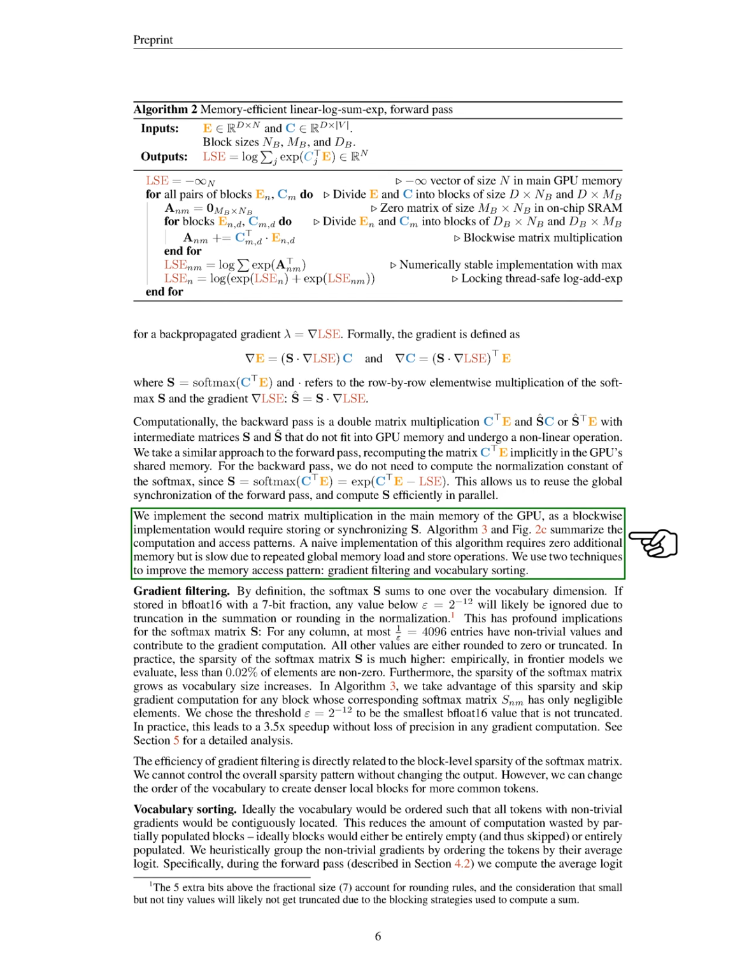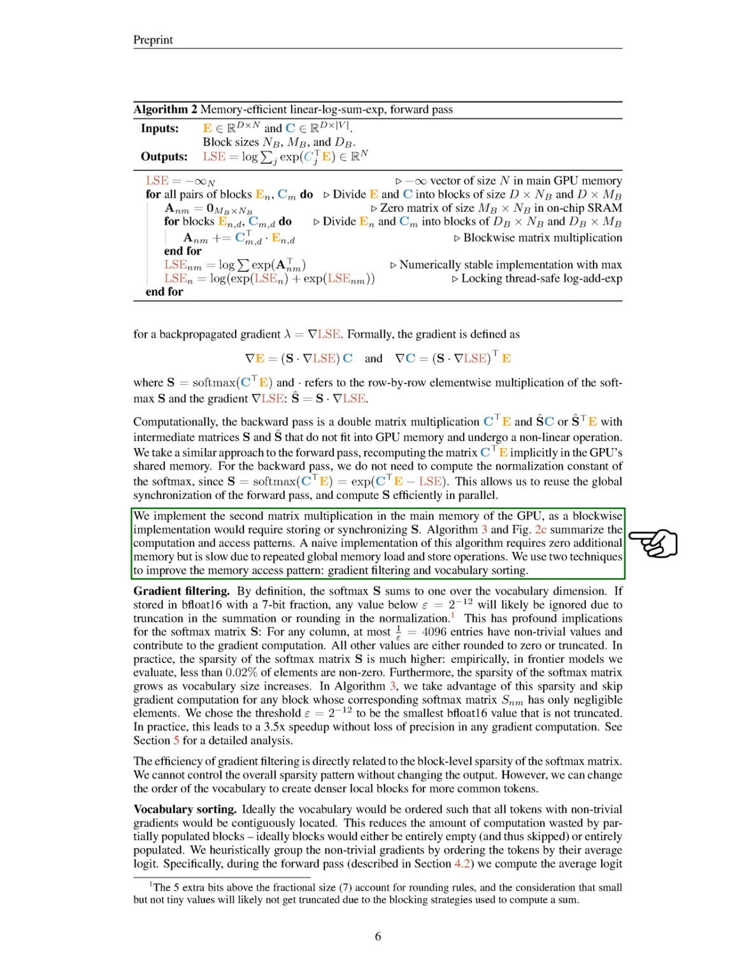We do not need to compute the normalization constant for the softmax, allowing us to efficiently calculate the softmax in parallel. We implement the second matrix multiplication in the main GPU memory to avoid the need for additional storage or synchronization of the softmax matrix. While a naive implementation requires no extra memory, it is slow due to repeated memory operations.